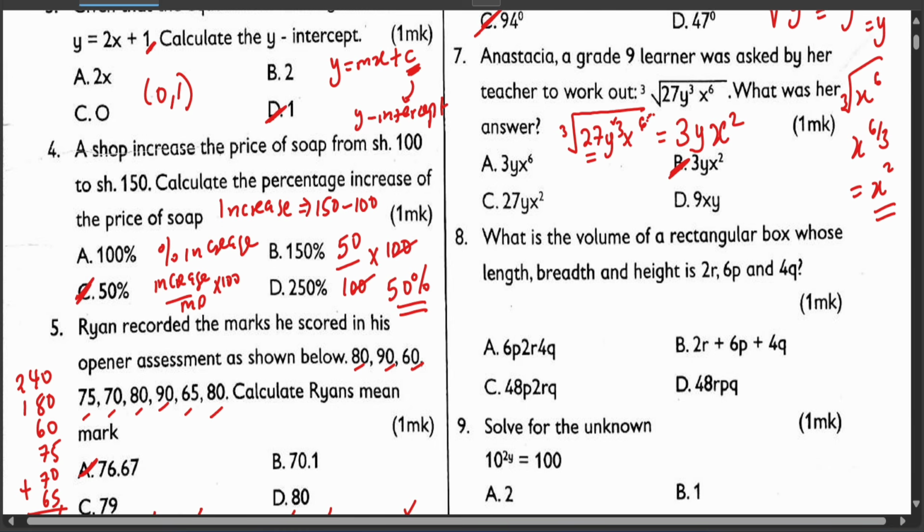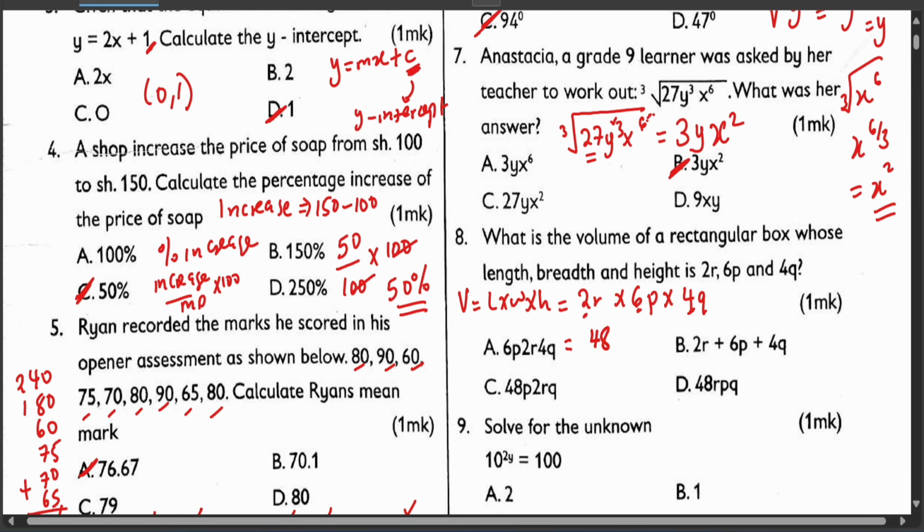Question 8. What is the volume of a rectangular box whose length, breadth and height is 2r, 6p and 4q? Volume is given by length times width times height. So length is 2r multiply by 6p multiply by your height, which is 4q. So letters utazileta pamoja. That is the numbers utazimultiply. 2 times 6 ni 12. 12 times 4 ni 48.